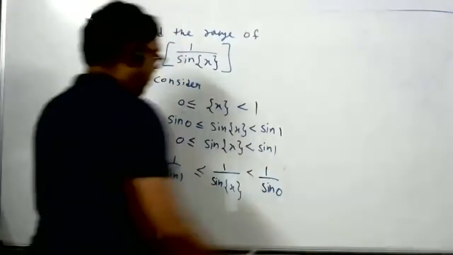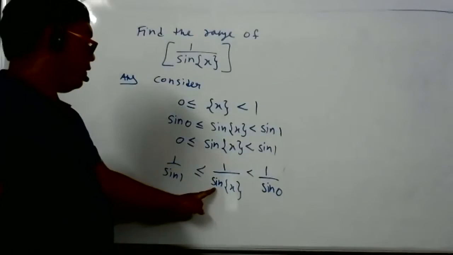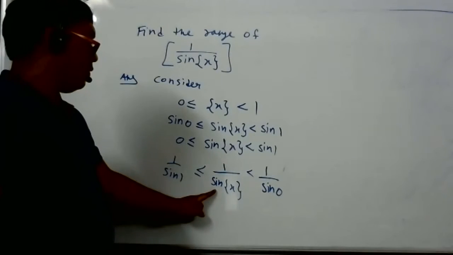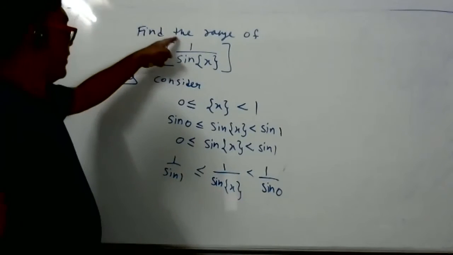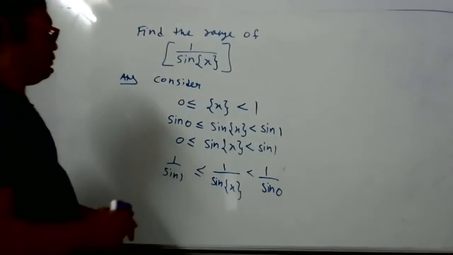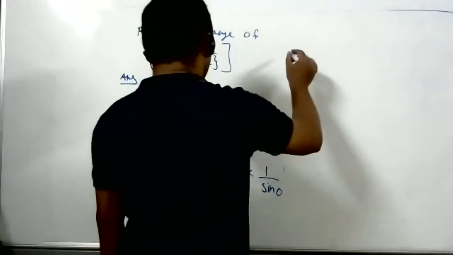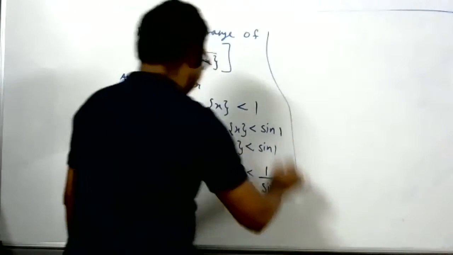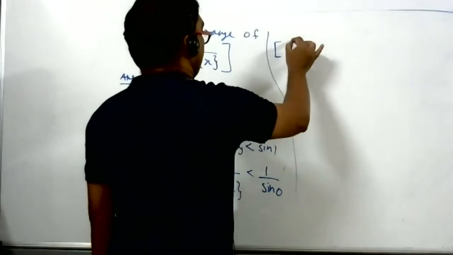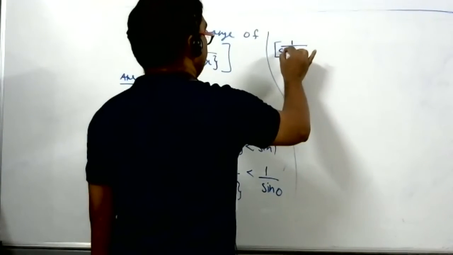Now what can I do? But is this my question? 1 by sine, fractional part? No, greatest integer also. I will apply greatest integer now. So what should I do? Tell me. Greatest integer of 1 by sine 1.